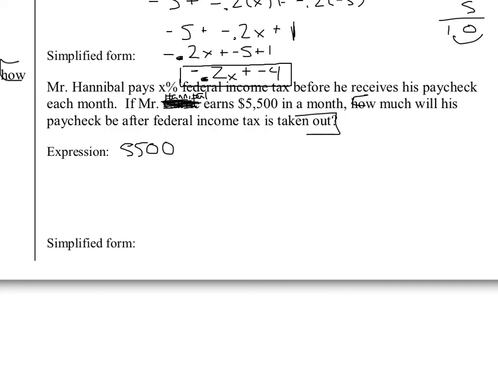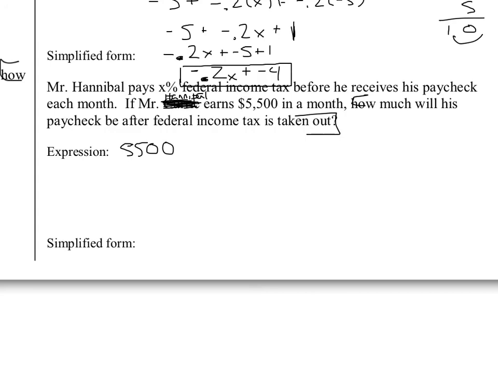Now, does the federal government come and take that out as a lump sum, like a set amount, or does the federal government come and take that out as a percentage? Percentage or a set amount? Crescent, are they taking a percentage or a set amount? Percentage. So, Aaliyah, how am I going to represent them taking away that percentage?